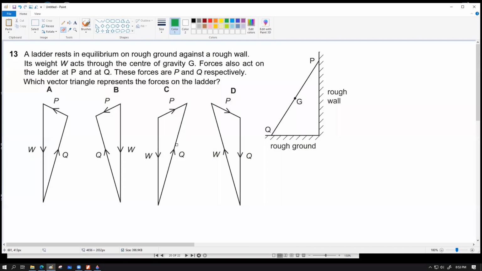Then you can understand that the force at point P should work upward left and the force at point Q should work upward right. In which of these options do you have those directions perfectly shown? You please try to think about the question.